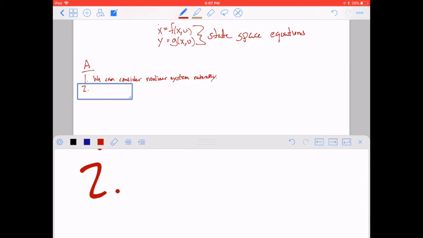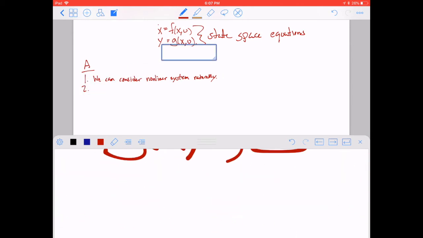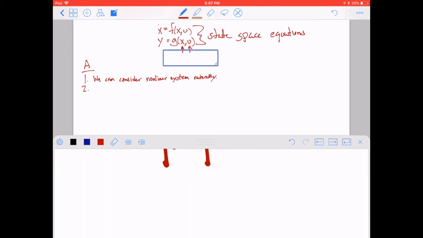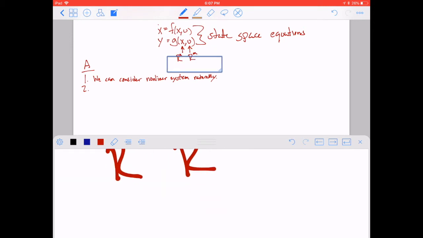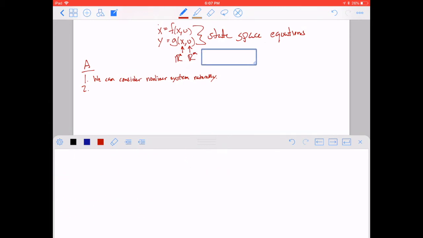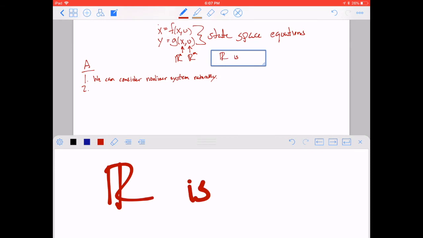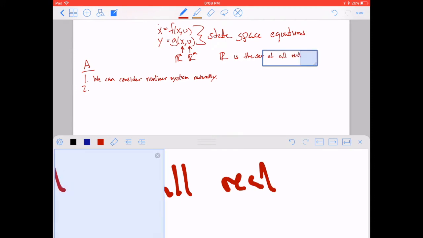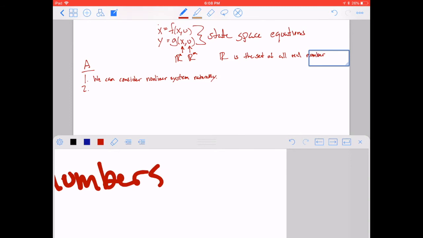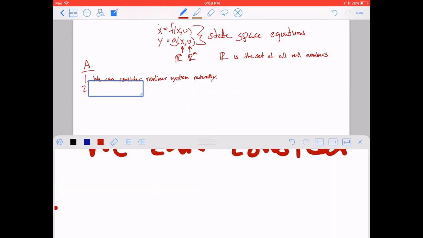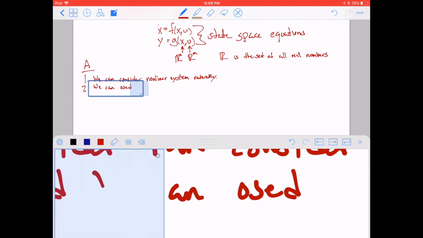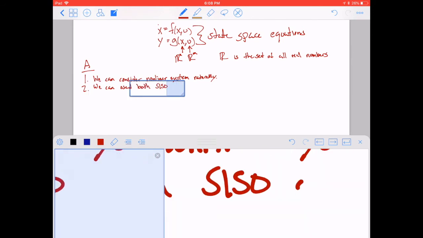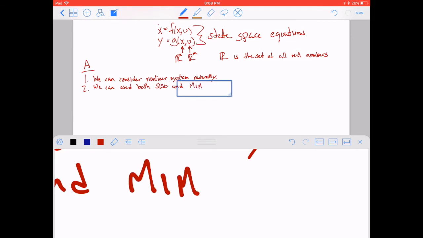Another thing is, if you notice here, we have x and we have u. We say that x is in R^n and u is in R^m. So these are real numbers. Note that R is the set of all real numbers. So we can consider both SISO and multiple input, multiple output systems.